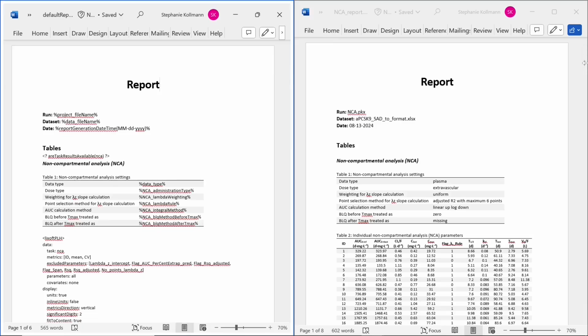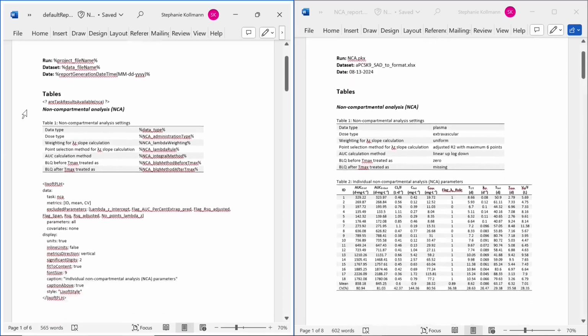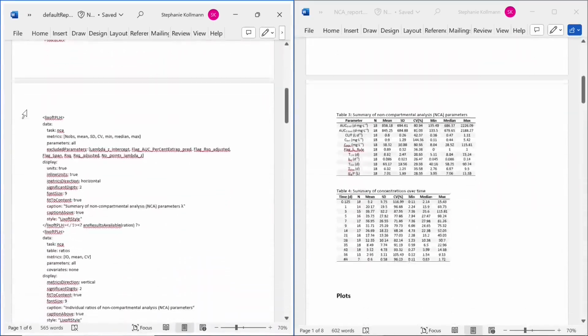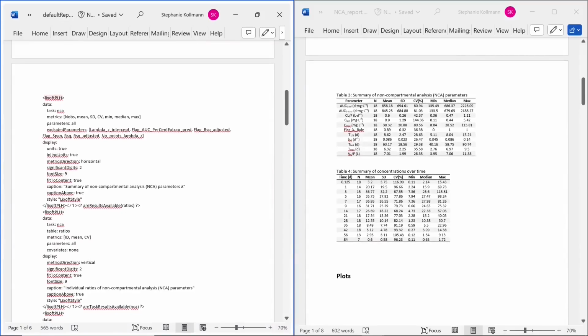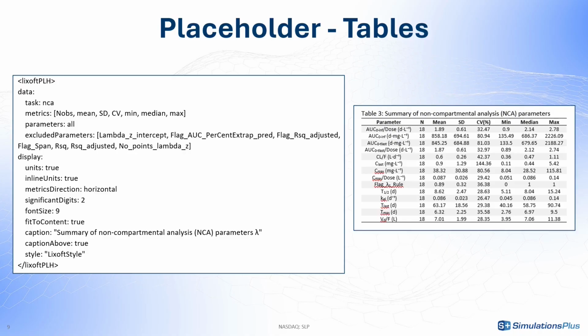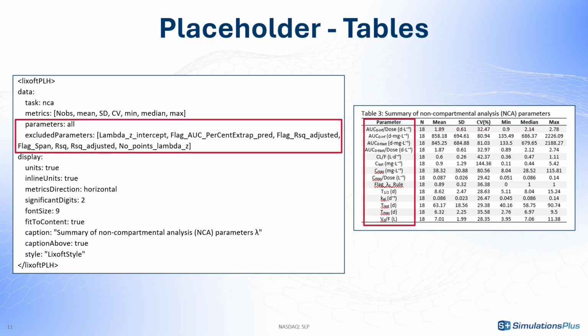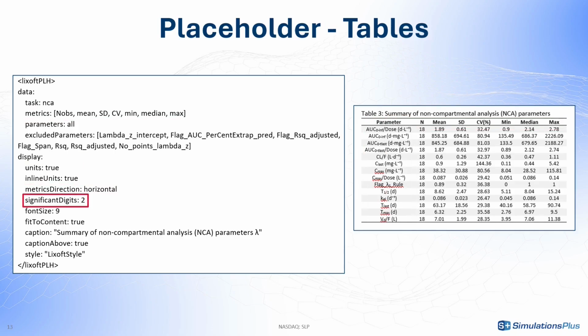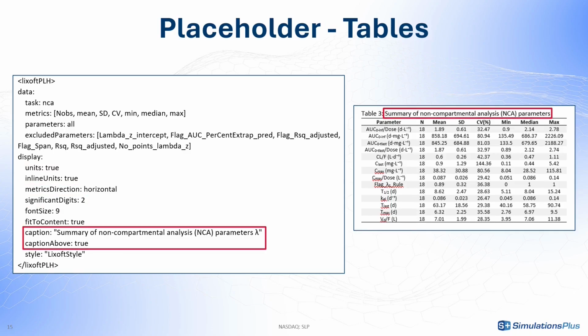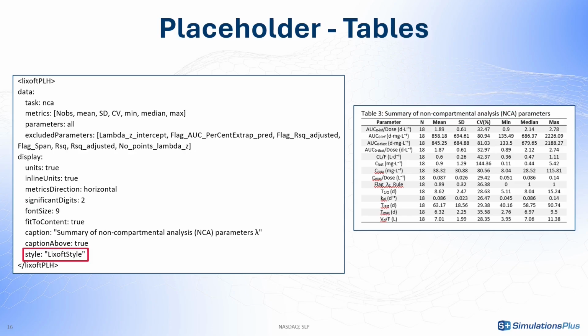The default report template has exactly the same format as the default report. The content, layout, and order of the tables and plots depends on the placement of the placeholders. This placeholder corresponds to the summary table of the individual NCA parameters. It specifies what descriptive statistical metrics to use and how to display them, which parameters to display, and additional settings such as units, decimal places, font size, fit to content, caption, caption placement, and table style.